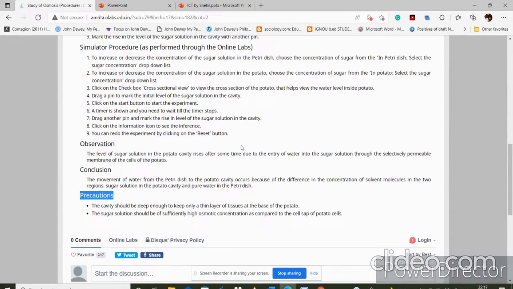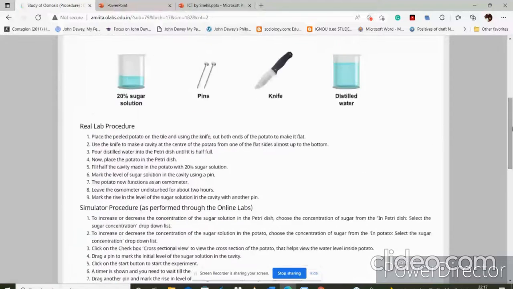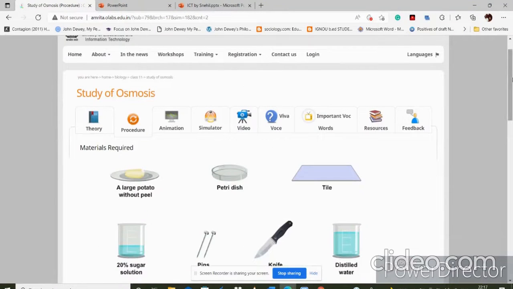But in my opinion, a teacher should encourage children to avoid looking at observation and conclusion. They must perform the experiment. They must carry out the experiment on the simulator, and then they come back and look at the observation, and they can verify their observations and their inferences.